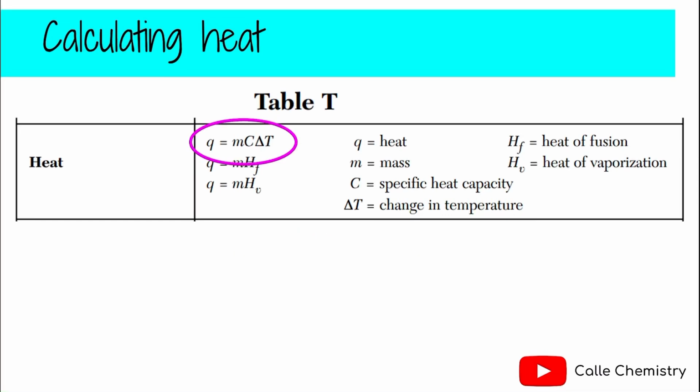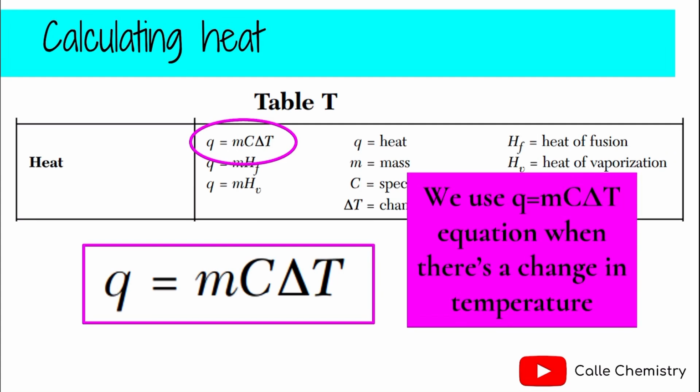Q equals mCΔT. You're going to use that equation when there's a change in temperature. Delta T is the final temperature minus the initial temperature. So capital T stands for temperature. Delta T equals final temperature minus initial temperature. This is the formula that we use when there's a change in temperature.